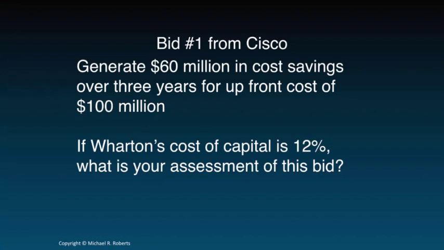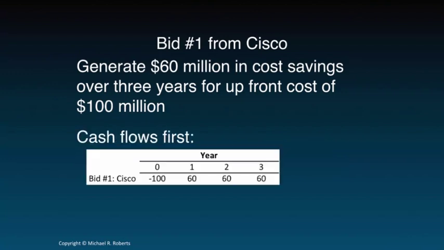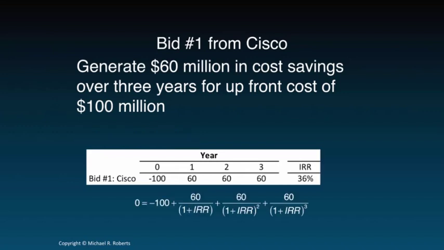Okay. First things first, write down the cash flows. Here they are. We're going to get, bid 1. It's going to cost us $100 million today, then we're going to experience cost savings of $60 million for the next 3 years. We can compute the IRR by solving this equation. Just set the NPV for the project equal to 0 and solve for IRR, that gets us 36%.